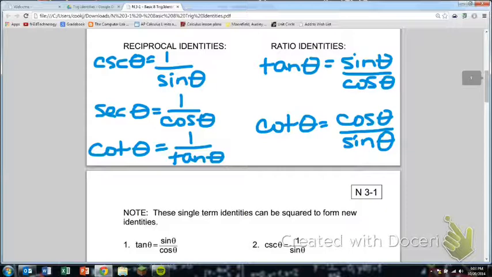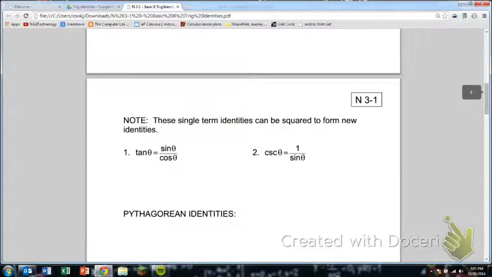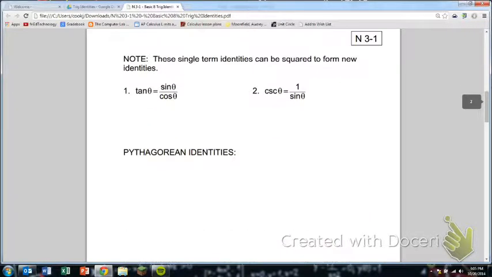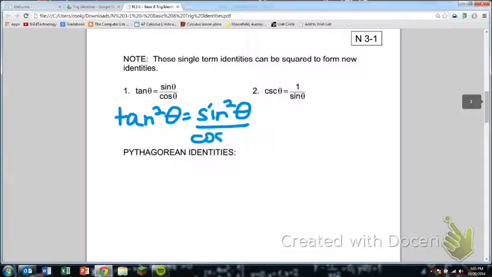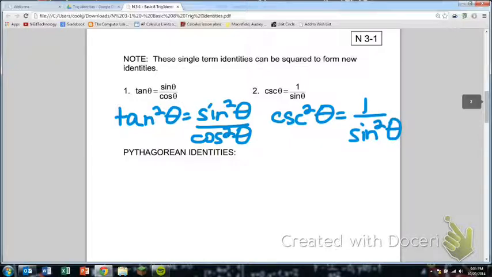You may see these in slightly different forms. For example, they may have these squared. So for example, one of our identities was that tangent is sine over cosine. They may also say that tangent squared is sine squared over cosine squared. Okay. So that's another version of that identity. That would also be true. Same thing with this reciprocal identity. If we square everything, cosecant squared, 1 squared would still be 1, and sine squared, this would still be true. Right, so that's a variation of those that we saw before.